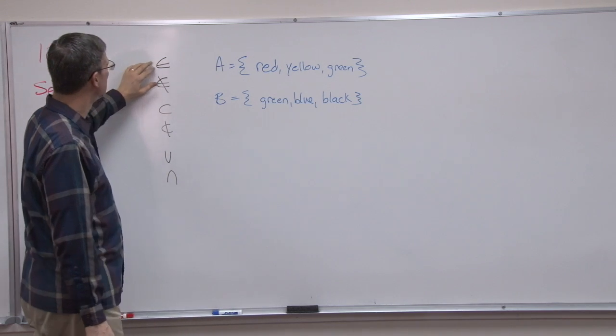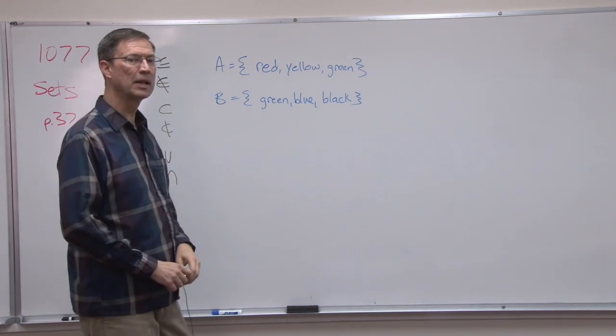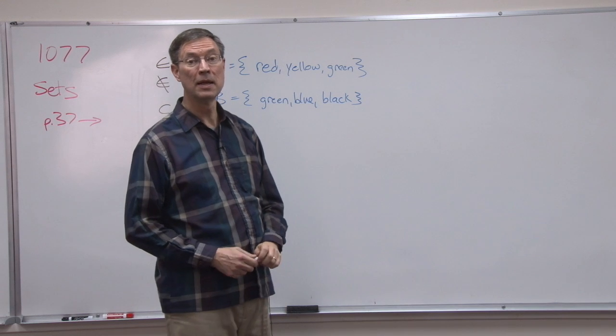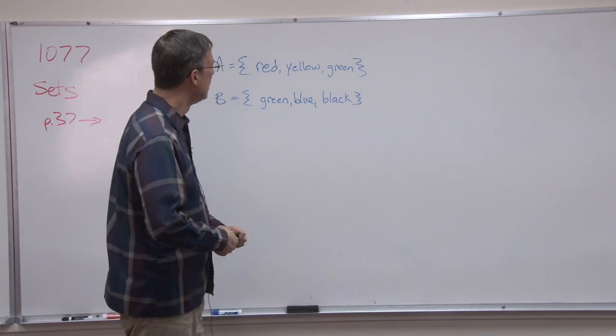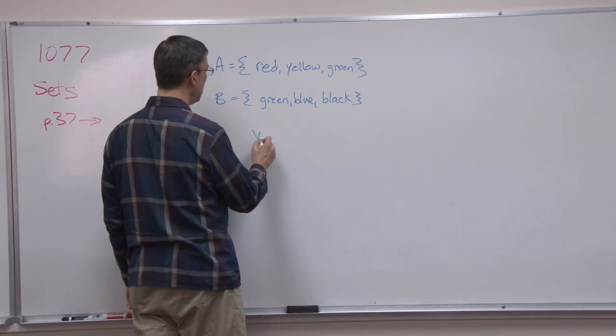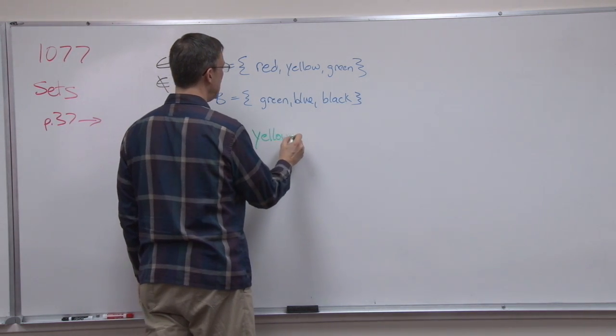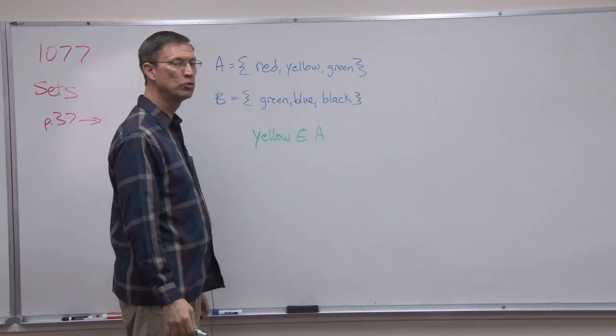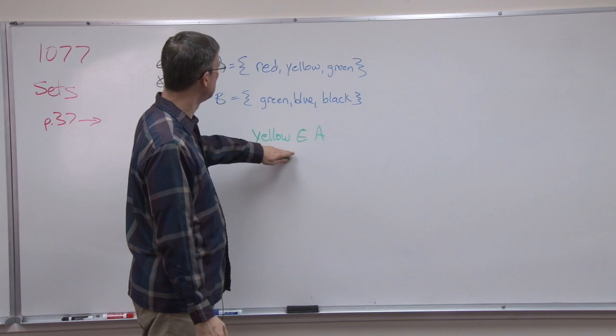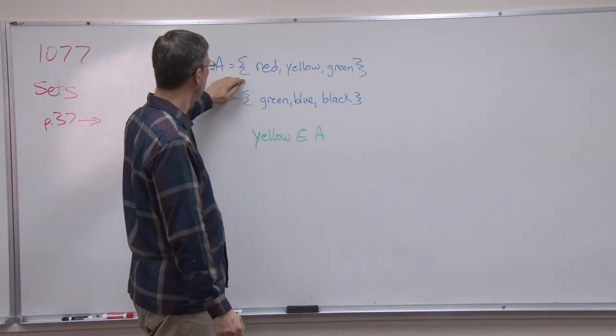Let's take this first symbol here. It looks kind of like a pitchfork or the letter E. Actually, that helps me remember it because it means the element. So I could say yellow is an element of set A. And that is a true statement because yellow is in set A.